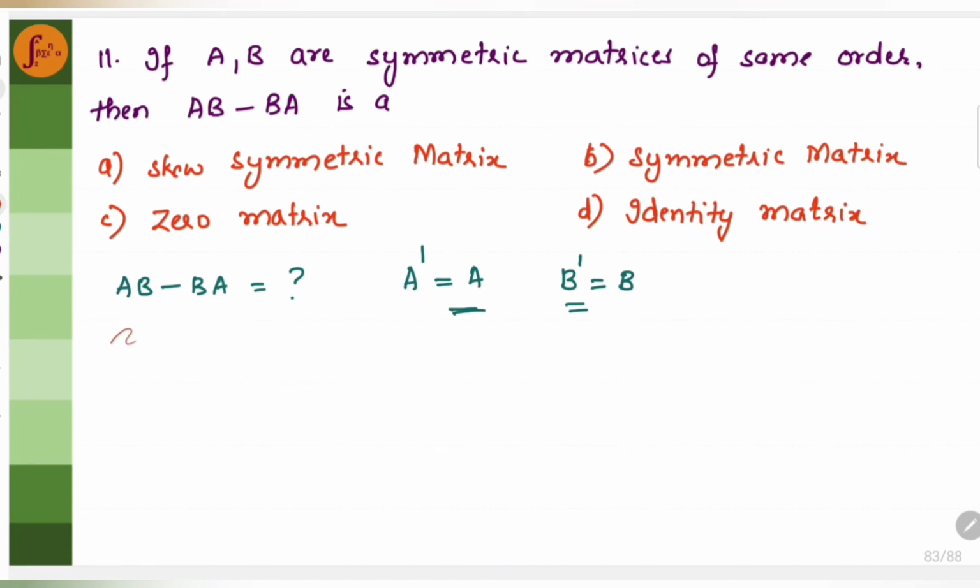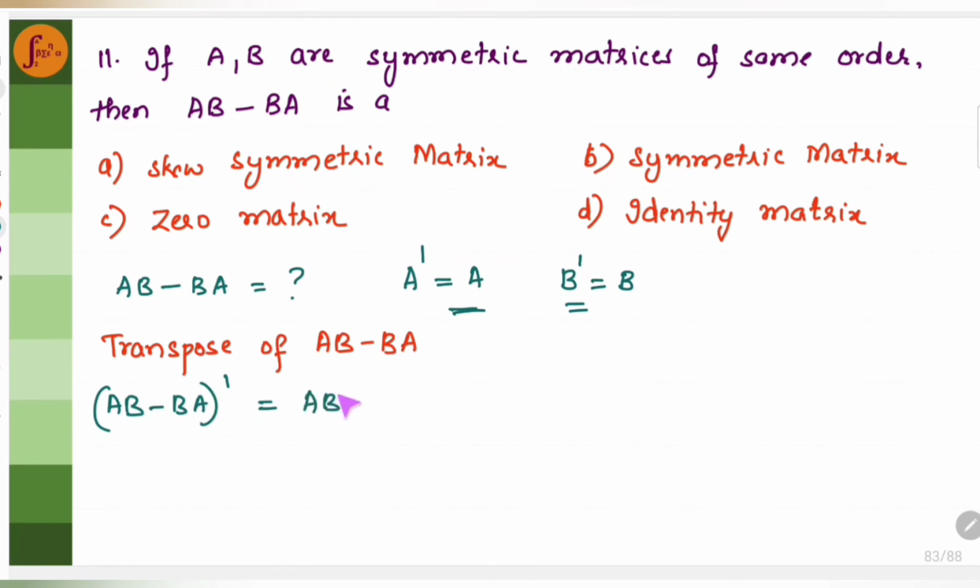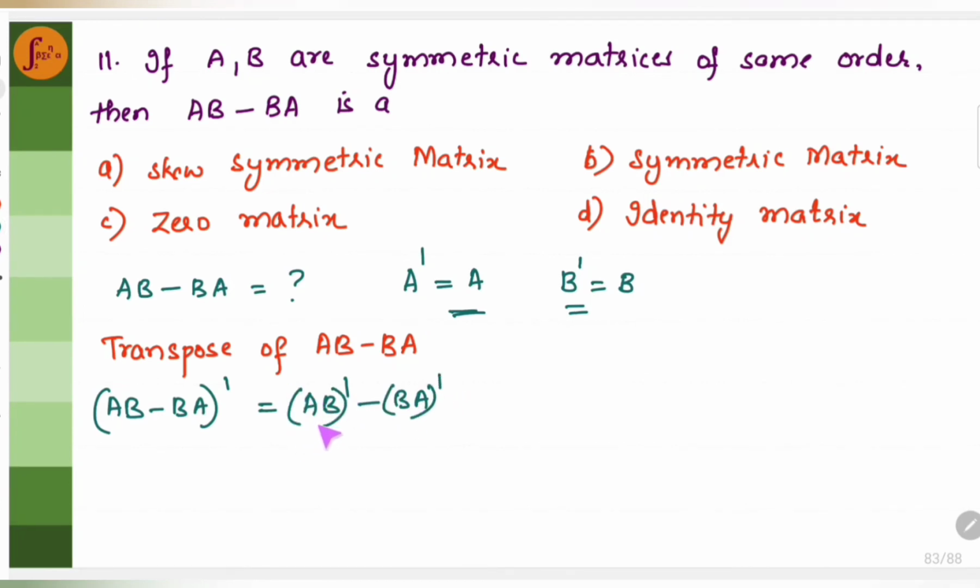So what we'll do is, let's take the transpose of AB minus BA. So we'll get AB minus BA, overall transpose, is equal to, what will happen? By property, we will get AB transpose. We can split this as minus BA transpose. We can split this like this, right? So what is AB, the whole transpose? It's nothing but B transpose A transpose. So we have the property, right? AB transpose is nothing but B transpose A transpose. So this B and A will get swapped. So we'll have B transpose A transpose minus A transpose B transpose, right?